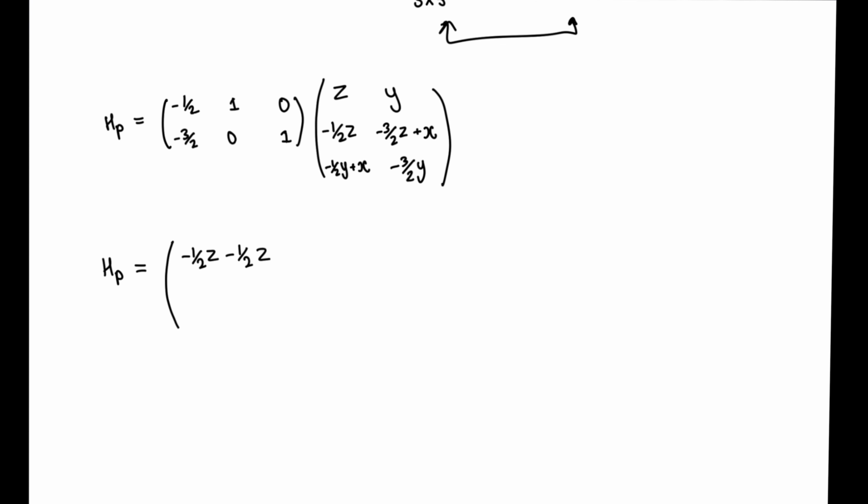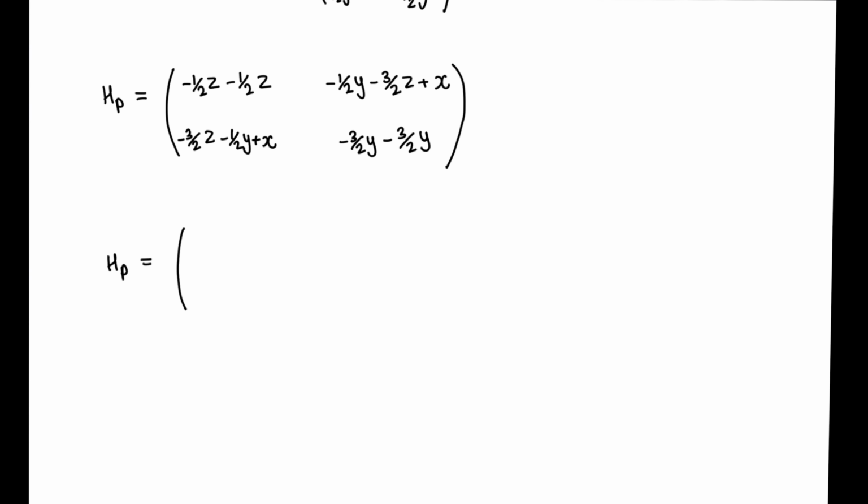Now, if we multiply these two matrices, we get -1/2 z, -1/2 z. Then we get -1/2 y, -3/2 z plus x. Then we get -3/2 z, -1/2 y plus x. And we have -3/2 y.